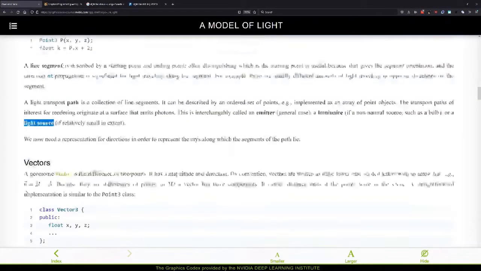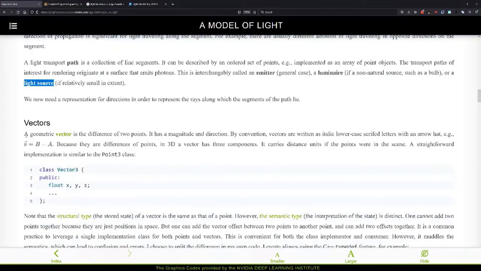So now we actually define a vector. A geometric vector is the difference of 2 points, with a magnitude and a direction. By convention, vectors are written in italic lowercase, with a little hat or an arrow on it. So we have 2 points, B and A, we subtract them, and we get a vector. The difference of the points has 3 components, the x, y, and z in 3D. It carries distance units.